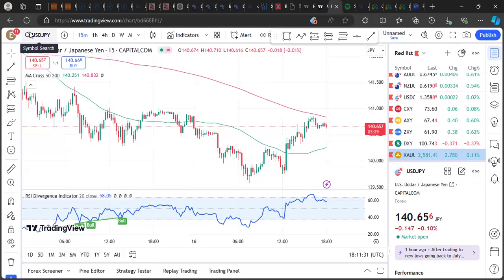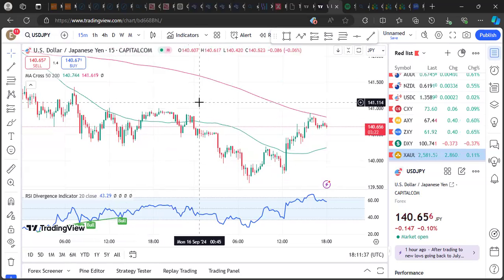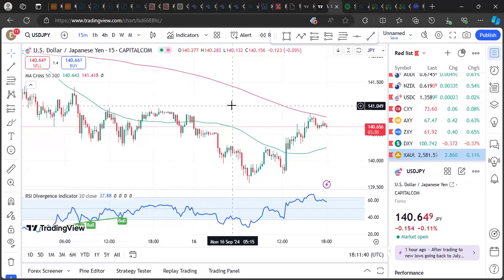All right. Since you know that the monthly bias is bearish on USD/JPY, you have to check for a bearish trend too. When you see a bearish trend, the next thing to do is to get your trade bias.